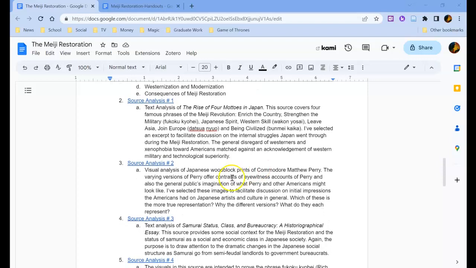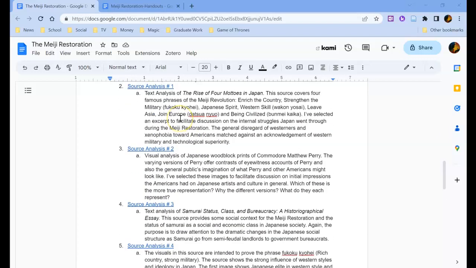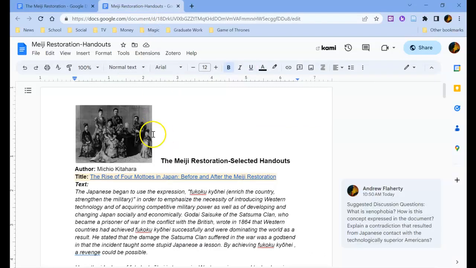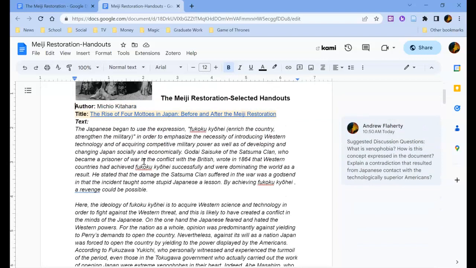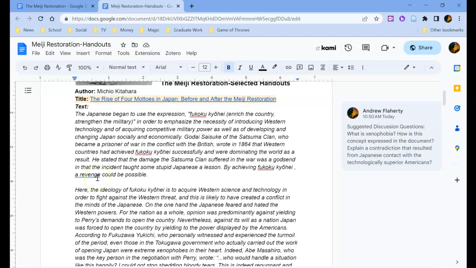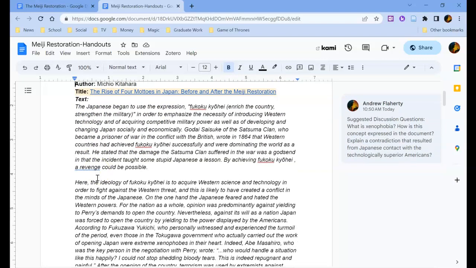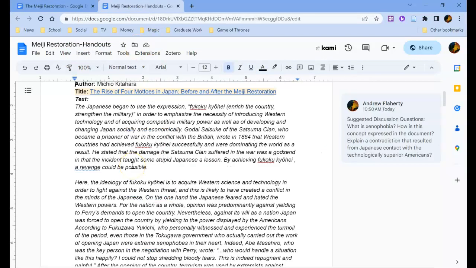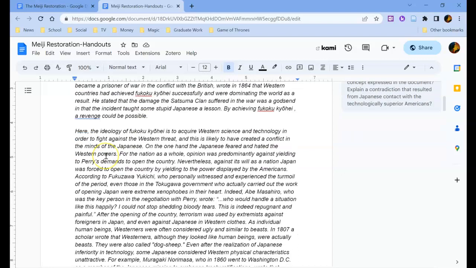The sources 1, 2, 3, 4, and 5 are included in a separate document that when you click here will link you to them. The document looks like so. My sources are included here. The first text source covers the 4 mottos that become popular in Japan. I've included them in my notes back here in source number 1. But then the excerpt here is focused on probably the more popular of the phrases that pops up during the Meiji Restoration, which is enrich the country, strengthen the military.